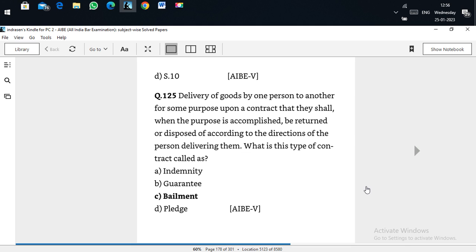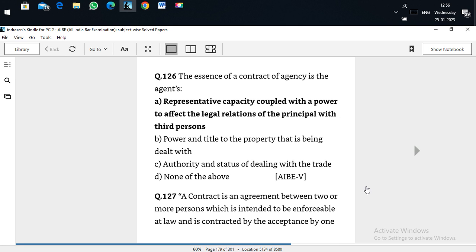Delivery of goods by one person to another for some purpose, upon a contract that they shall, when the purpose is accomplished, be returned or disposed of according to the direction of the person delivering them, is called bailment. The essence of a contract of agency is the agent's representative capacity coupled with the power to affect the legal relations of the principal with a third person.